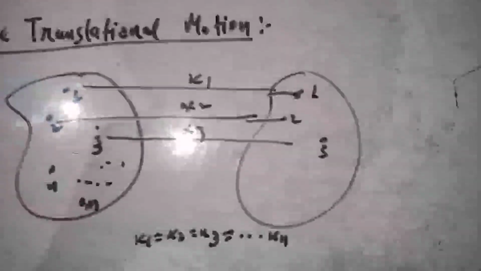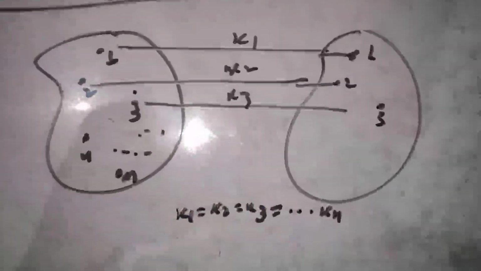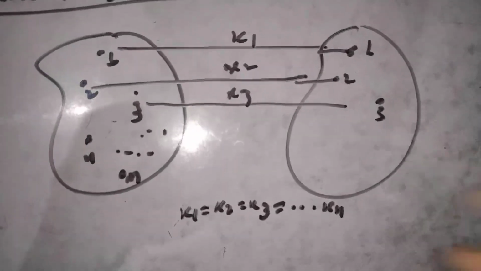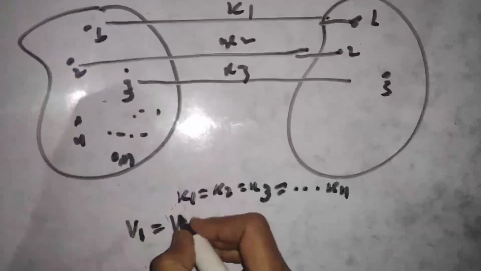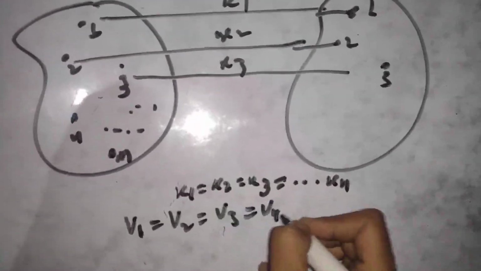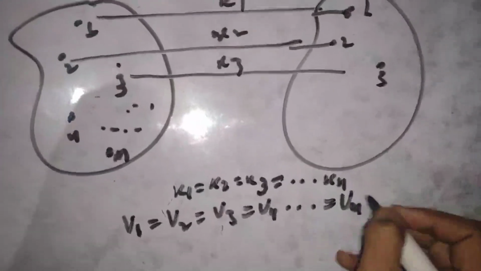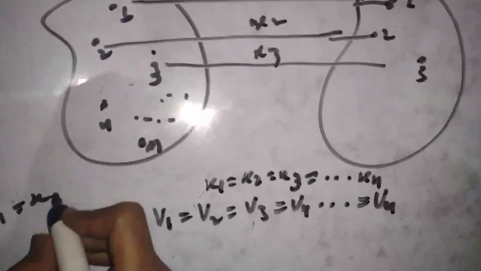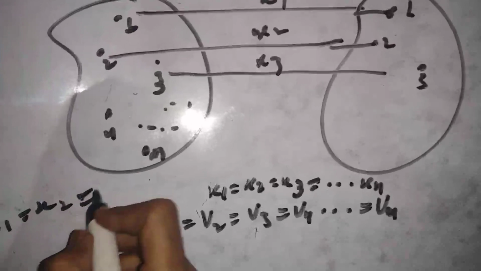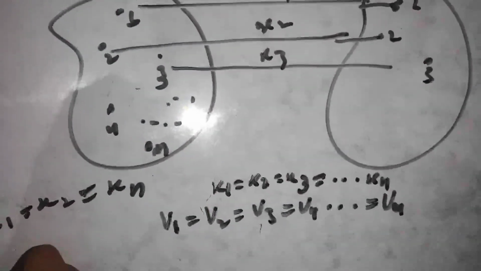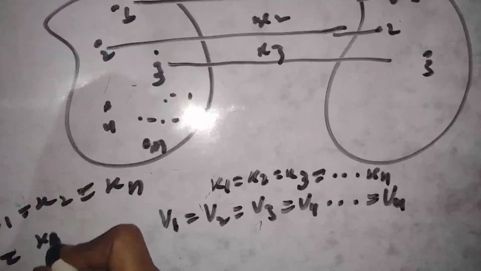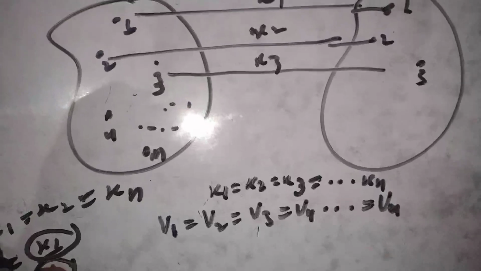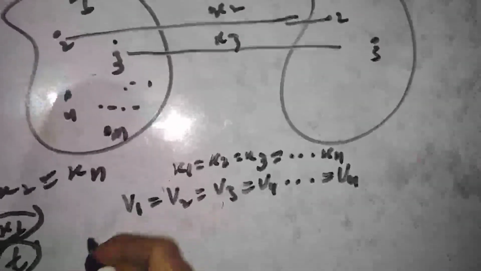Now from this fact, and because all particles have moved in the same interval of time, we can also say that the velocity of 1 equals the velocity of 2 equals the velocity of 3 equals the velocity of 4 equals the velocity of n. Why are we saying that? Since all particles have traveled the same distance, x1 equals x2 equals xn, and we define velocity as distance by time. If the time is the same for every particle and the distance is also the same, the velocity will be the same for every particle.